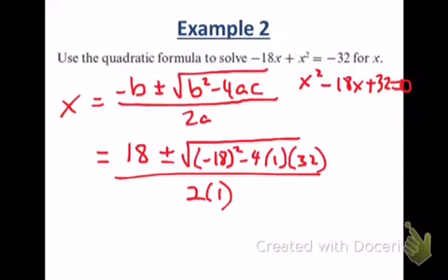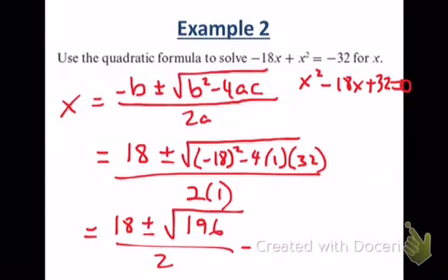Now, we'll have to be careful with parentheses here. The bell's going to catch us. Don't move. What is 18 squared minus 4 times 1 times 32? You can do it all in one stroke in your calculator. 196. 196? Beautiful. That's a square. Beautiful. Like 14, right? 14. So that's going to be 18 plus or minus 14 over 2.